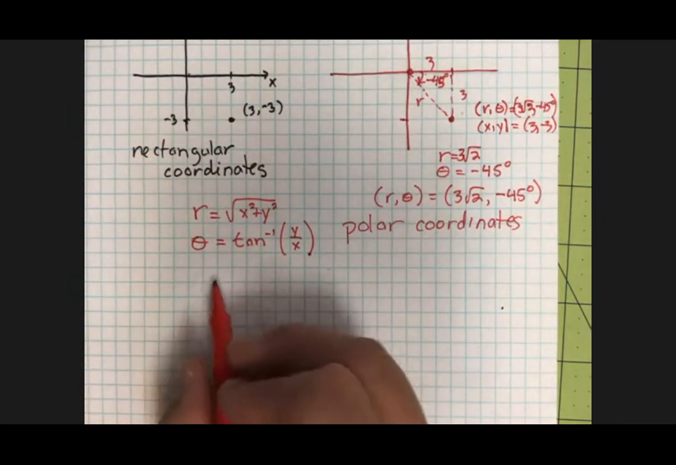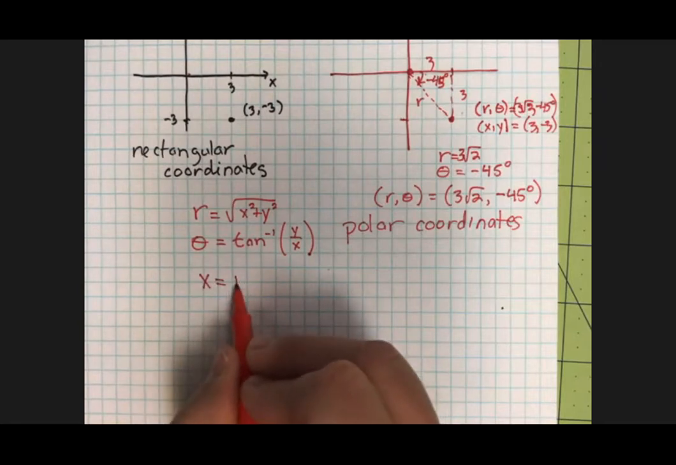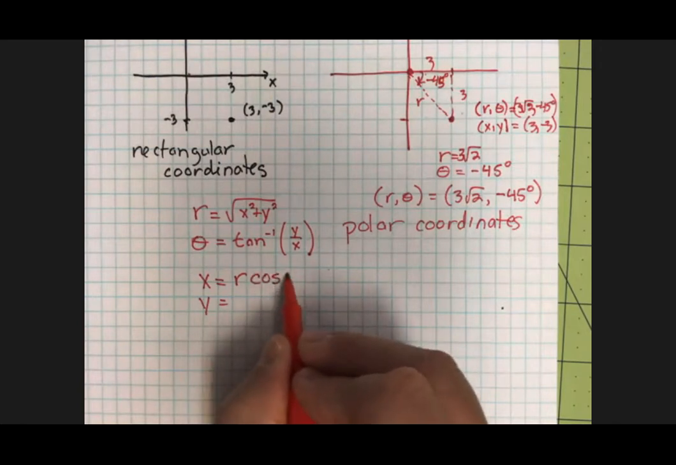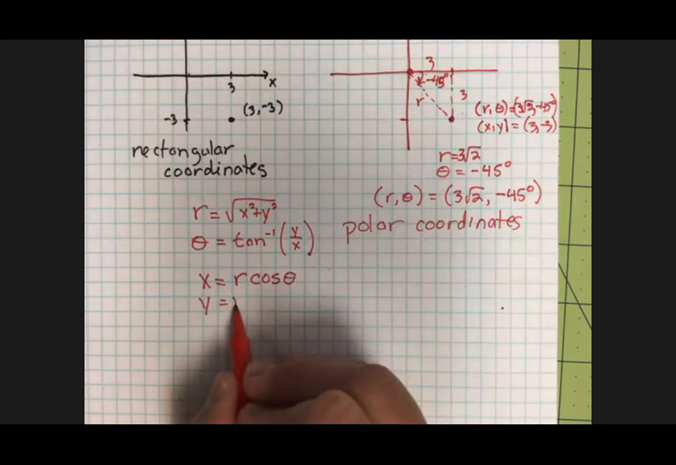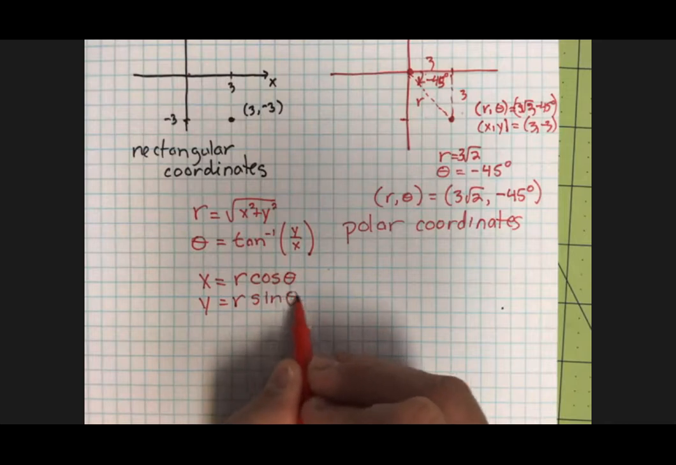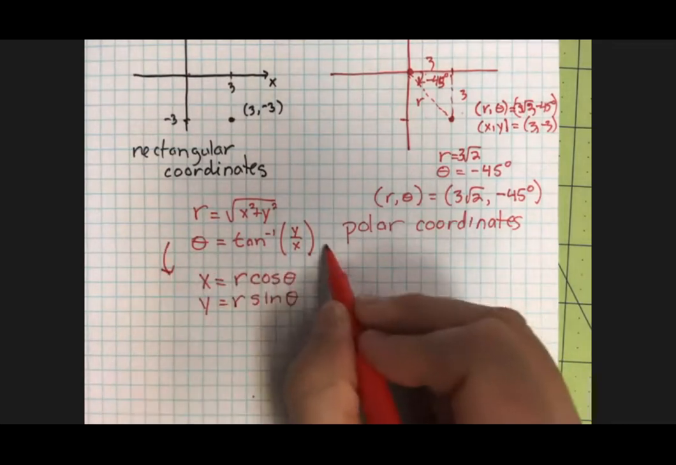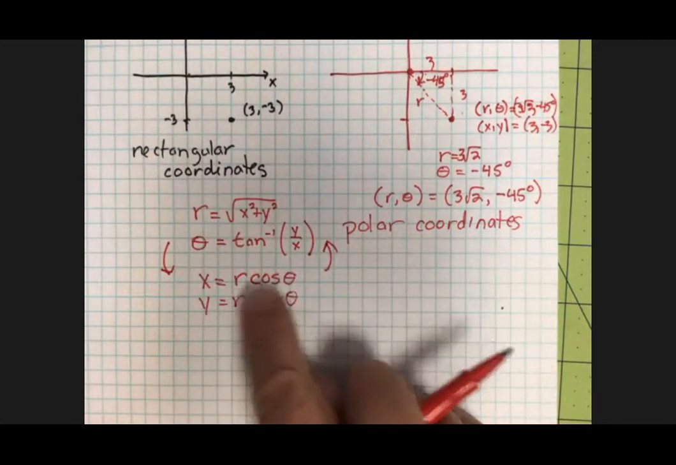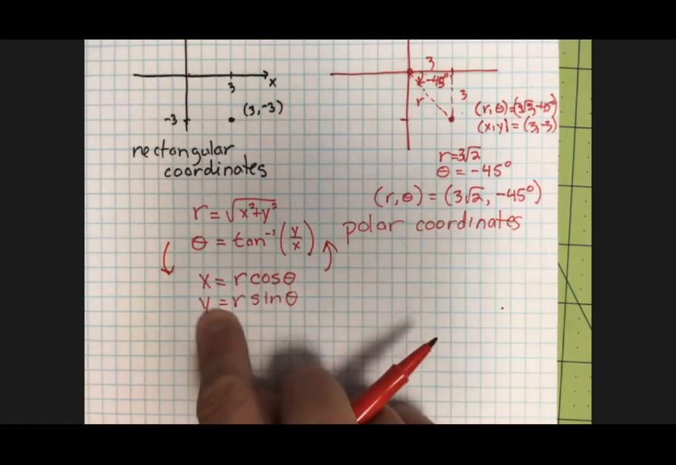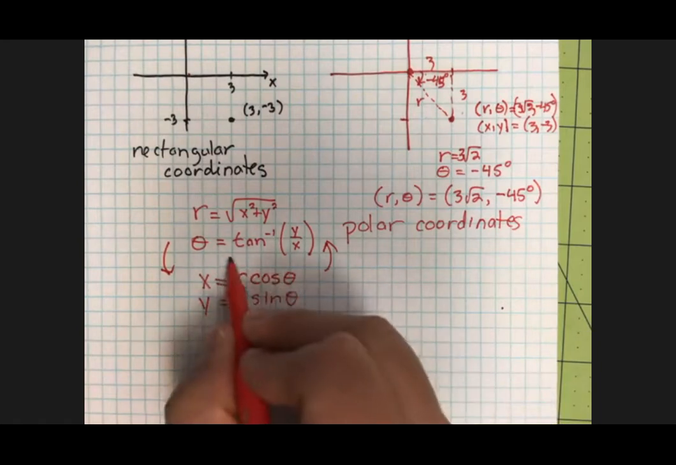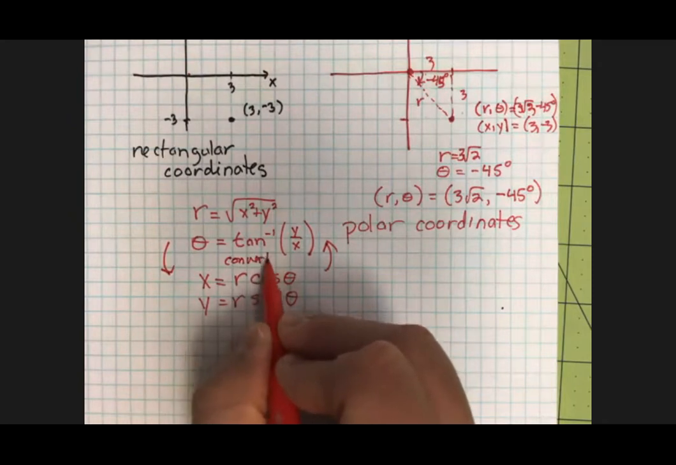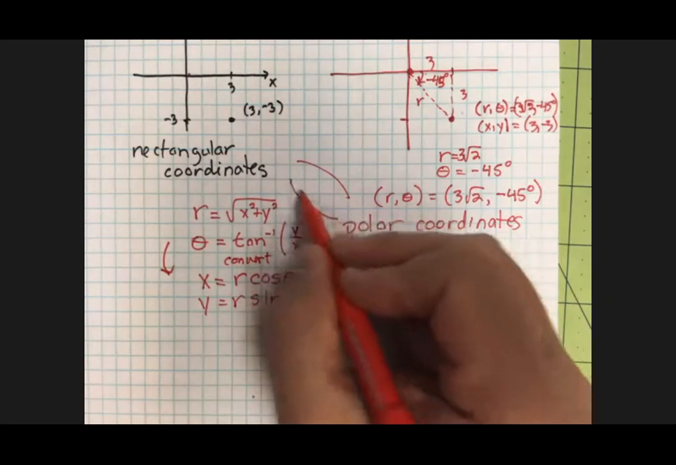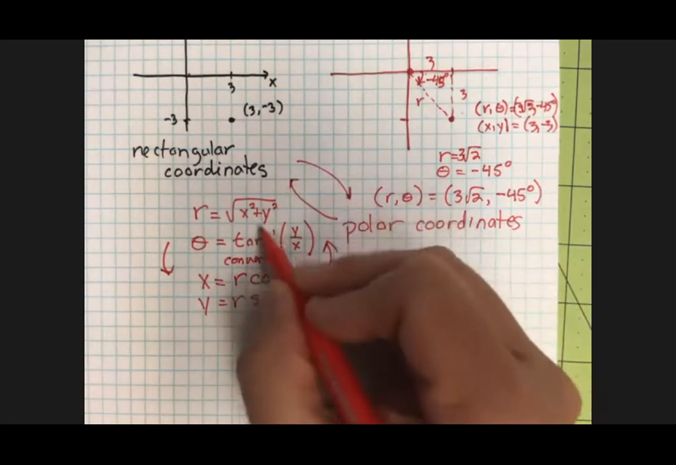If you know the r and the theta, you can find the x and y also by using a triangle. X over r is the cosine of theta, so x would have to be r cos theta and y would have to be r sine theta. You can translate from x and y to r and theta, or from r and theta to x and y. You can convert or translate from one system to another using formulas you already know.